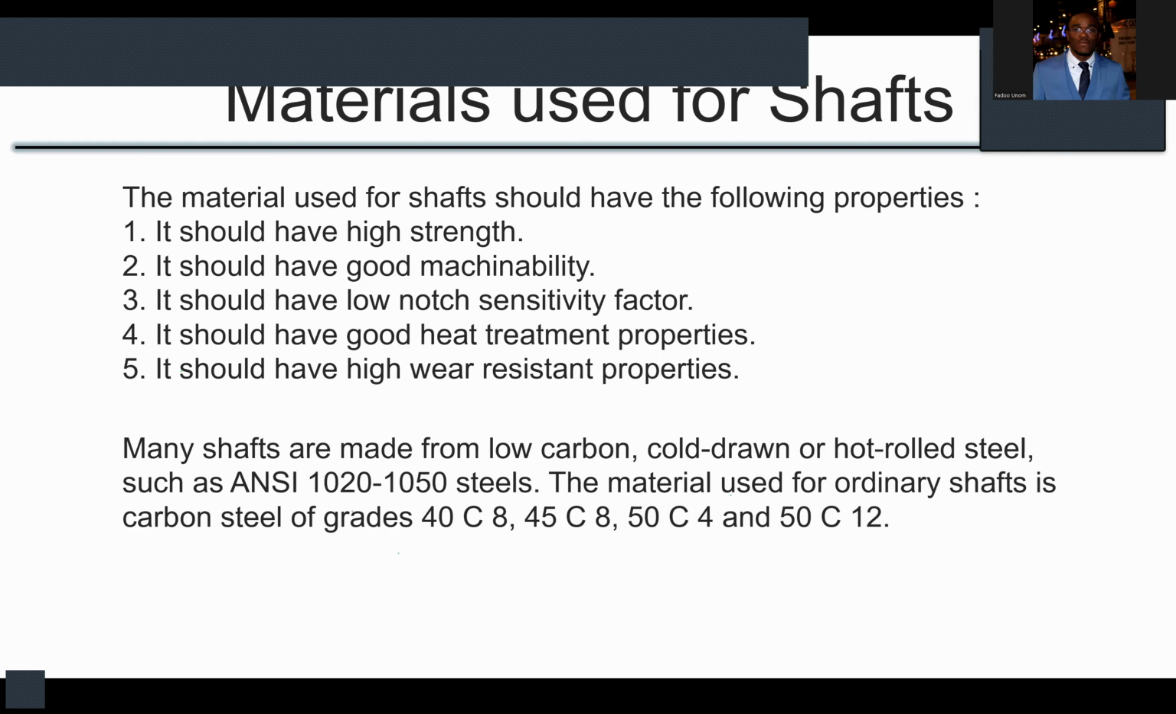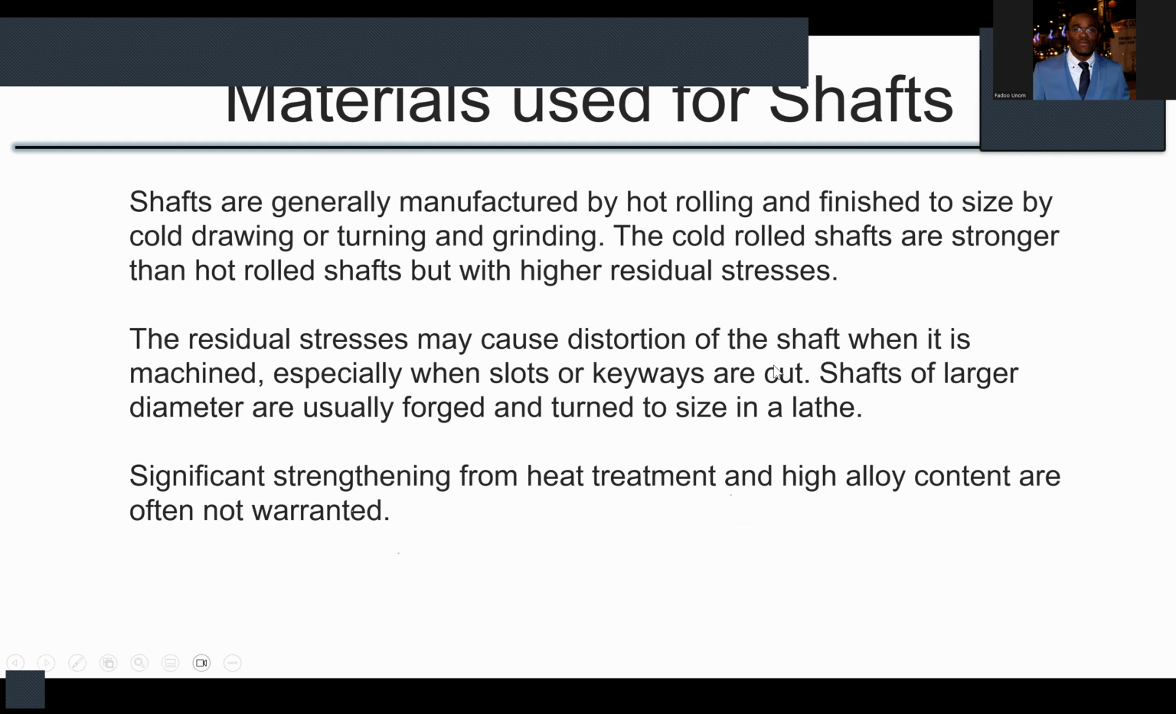Okay, so ANSI 1020 to ANSI 1050 are very good materials that we use for shafts, either cold drawn or hot rolled, in different steel grades. The steel grade depends on the percentage of carbon that is inside. If you have applications where you want extra strength, then you have to heat treat your metal.